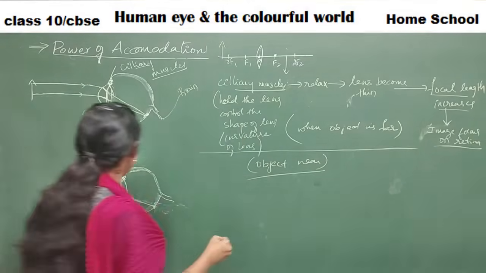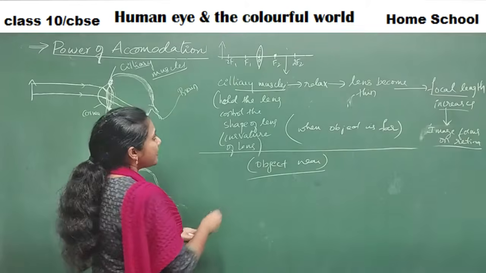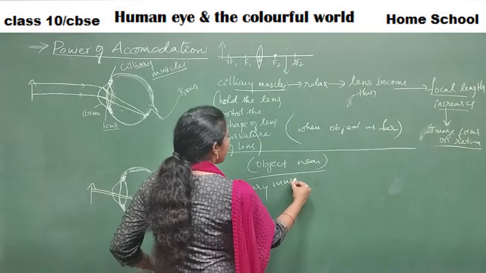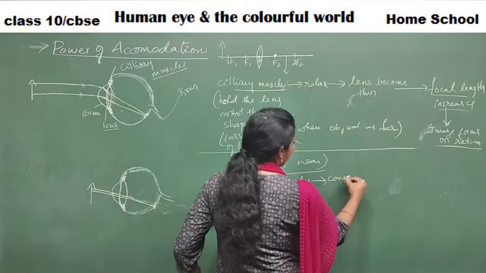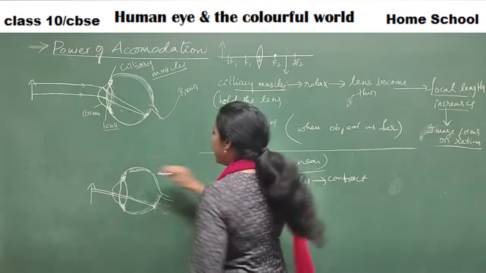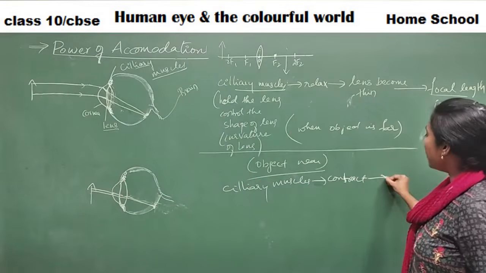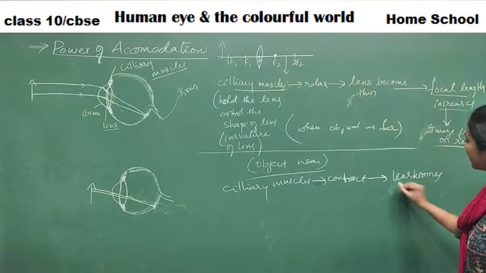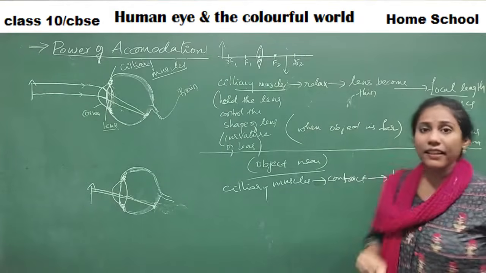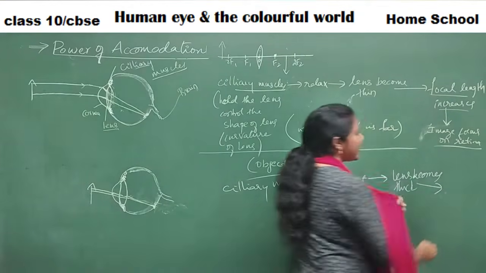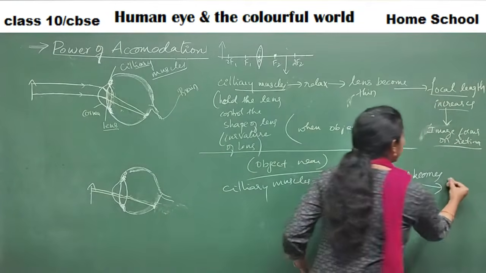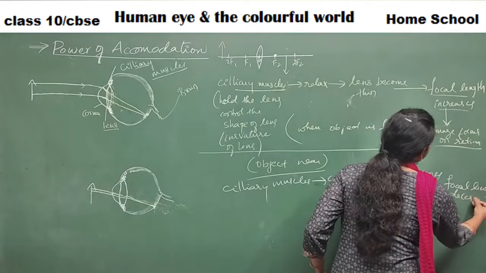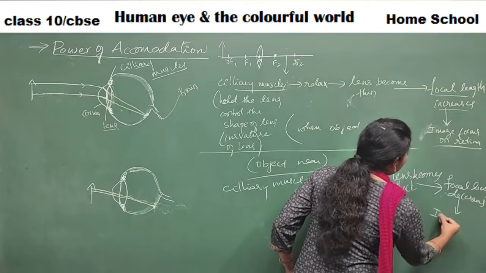Clear? Whenever an object is very near, what happens to our ciliary muscles? Ciliary muscles contract. Again, their shape changes. Because they contract, the lens shape also changes. The lens becomes thick. If the lens is thicker, the focal length of the lens decreases. What happens to the focal length? Focal length decreases. If the focal length decreases, then you will get the image on the retina.